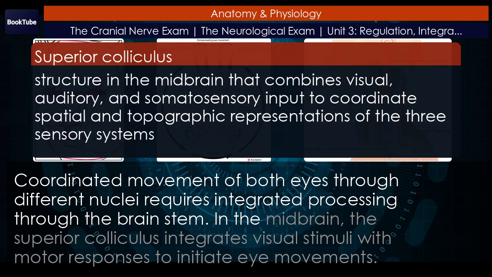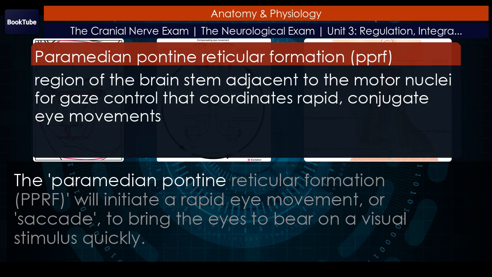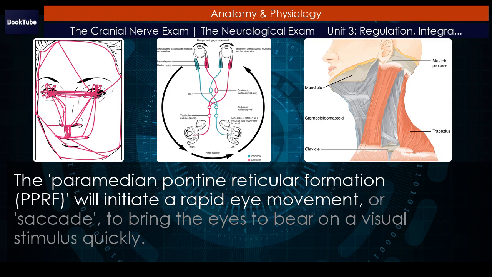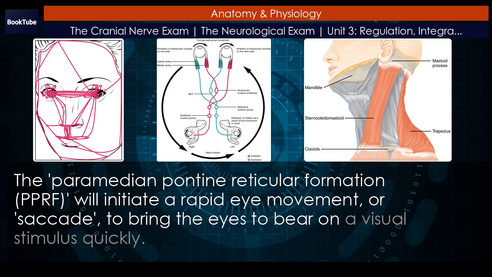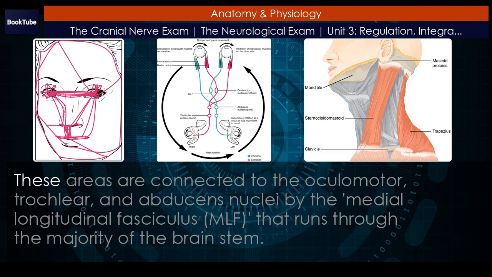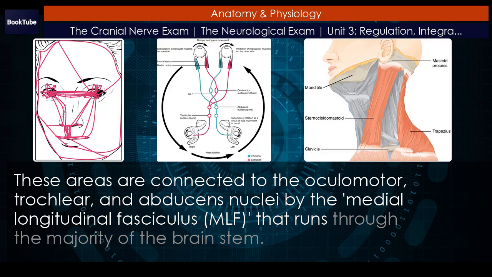In the midbrain, the superior colliculus integrates visual stimuli with motor responses to initiate eye movements. The paramedian pontine reticular formation, PPRF, will initiate a rapid eye movement, or saccade, to bring the eyes to bear on a visual stimulus quickly. These areas are connected to the oculomotor, trochlear, and abducens nuclei by the medial longitudinal fasciculus, MLF, that runs through the majority of the brainstem.